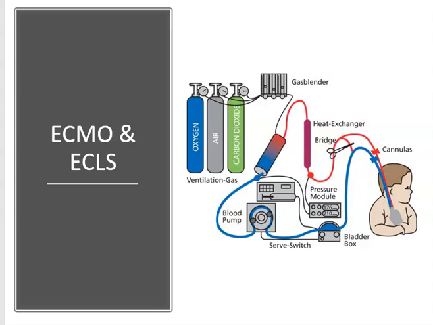On page 241 in our CPT manual, you'll notice that the codes are divided based upon whether this is the initiation of ECMO, ECLS, is it subsequent, or are they taking the patient off? Spend some time looking at the table on page 242. You'll also notice that it's divided based upon the age of the patient as well.